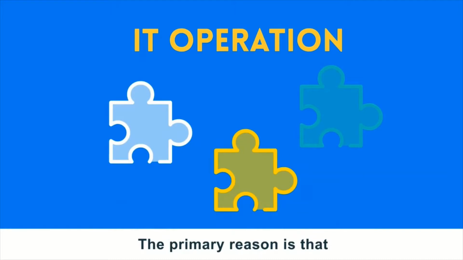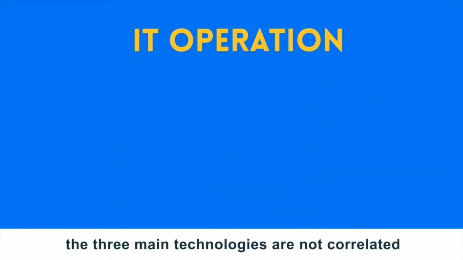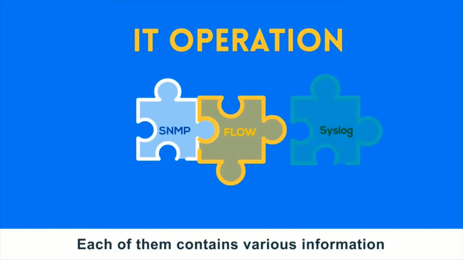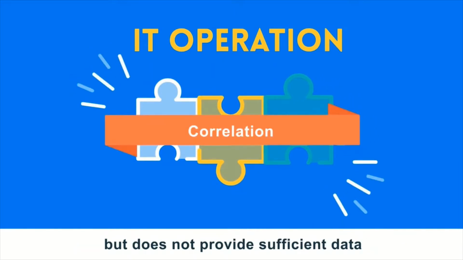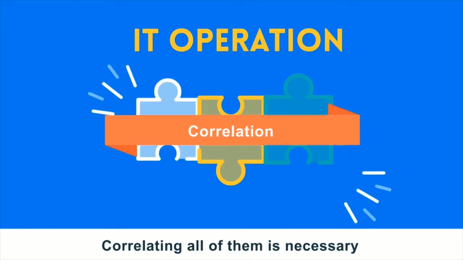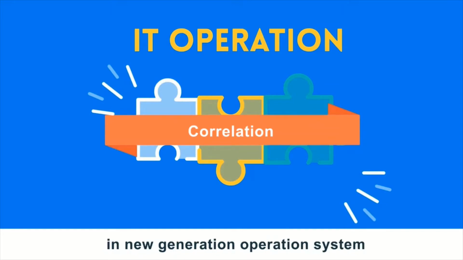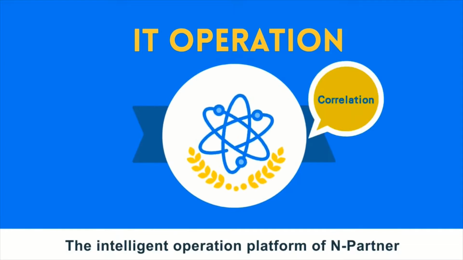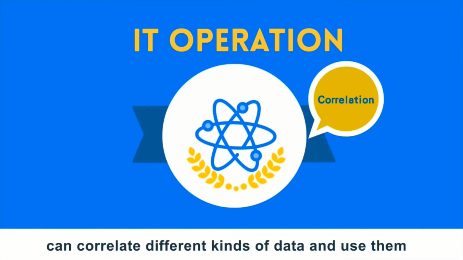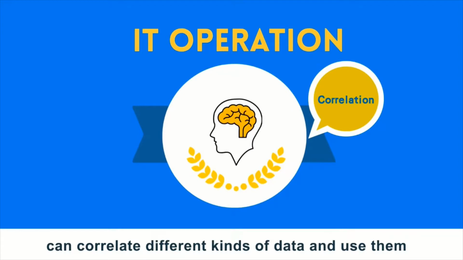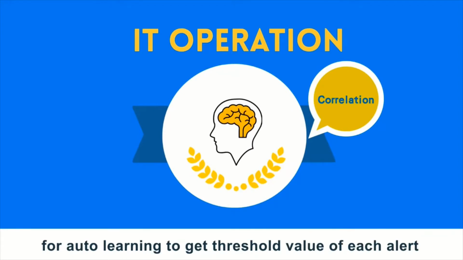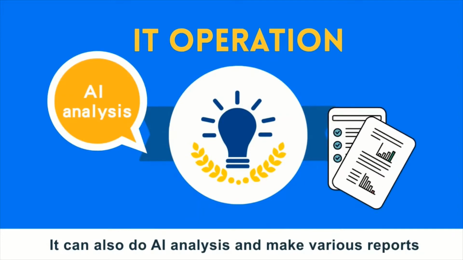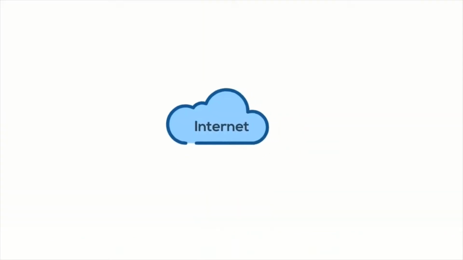The primary reason is that the three main technologies are not correlated. Each of them contains various information but does not provide sufficient data. Correlating all of them is necessary in a new generation operation system. The intelligence operation platform of mPartner can correlate different kinds of data and use them for auto-learning to get the threshold value of each alert. It can also do AI analysis and make various reports.